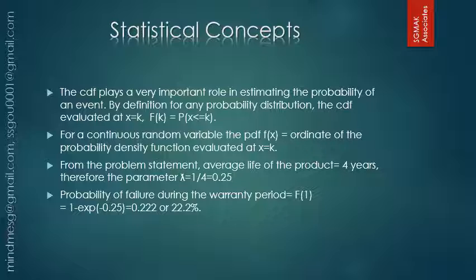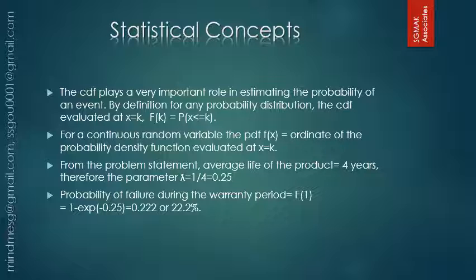For a continuous random variable, the PDF represents the ordinate of the density function evaluated at x equal k. So if I give you the density function and you plug in a specific value of x, what you will get from f of x is not a probability measure, but the y value of the density function at that value of x.